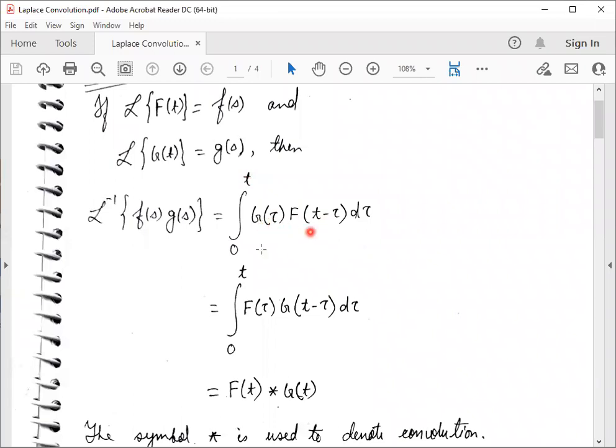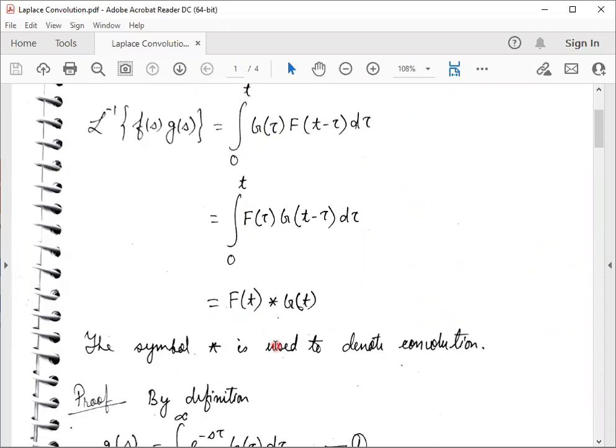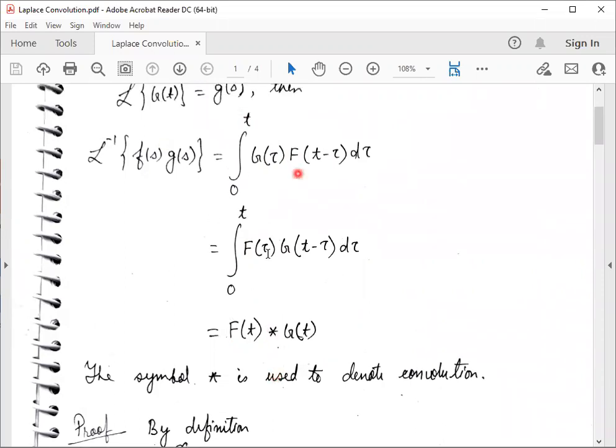And we can interchange f and g. So instead of g, we can write f here, and instead of f, we can write g here. And this is called convolution, and it is denoted by the asterisk symbol, and the asterisk symbol stands for convolution. Okay, so let us try to prove this. The Laplace inverse of small f, small g is equal to the convolution of capital G, capital F.